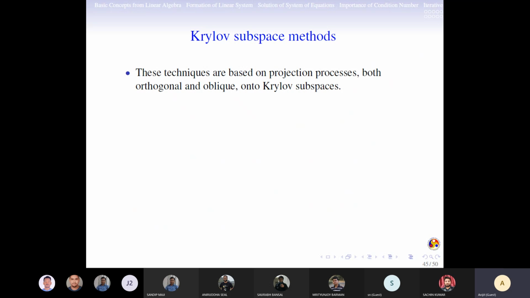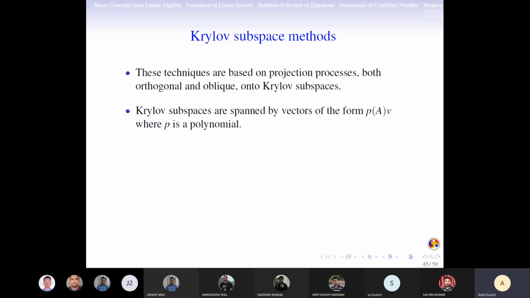Now we are coming to the Krylov subspace method. The Krylov subspace method is one type of projection method, and these techniques are based on projection processes, both orthogonal and oblique. Your search subspace will be the Krylov subspace. This is the main thing. And what is the Krylov subspace? Krylov subspaces are spanned by vectors of the form p(A)v, where p is a polynomial. So p(A) is a polynomial of matrix A that operates on v, and the span of these vectors gives you the Krylov subspace.